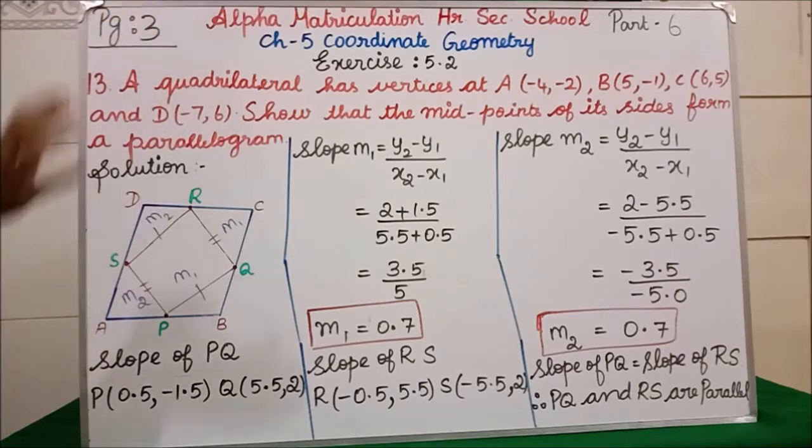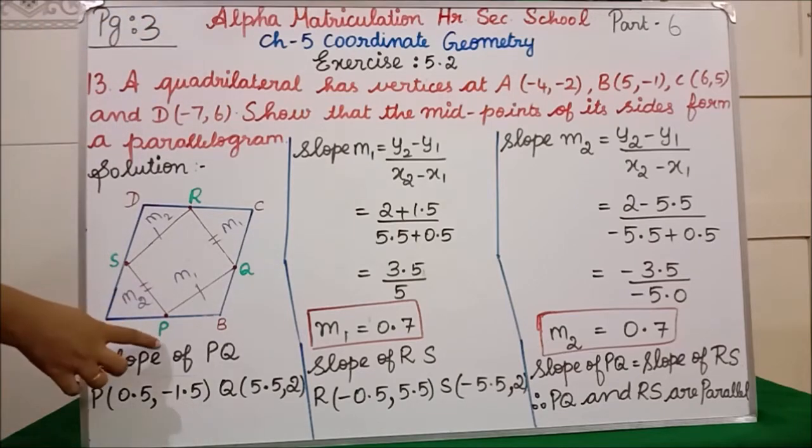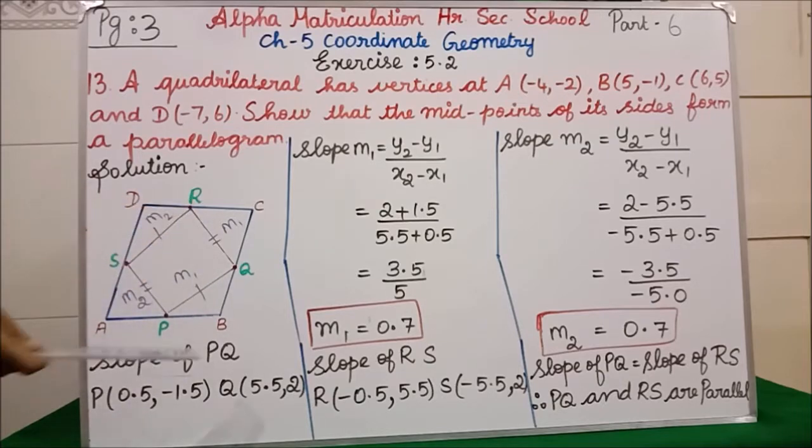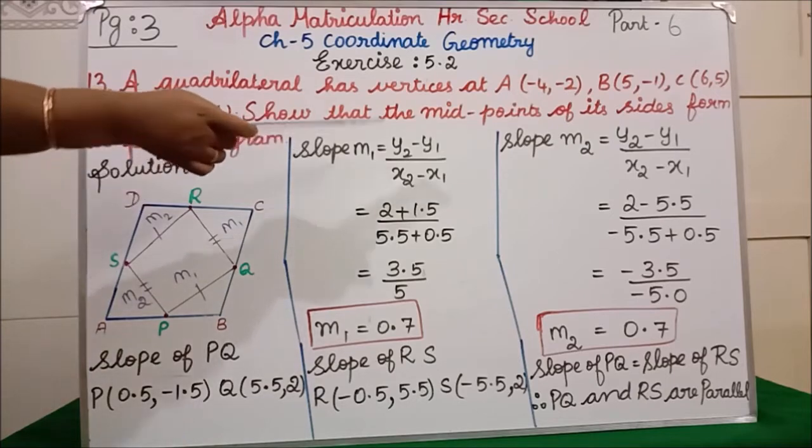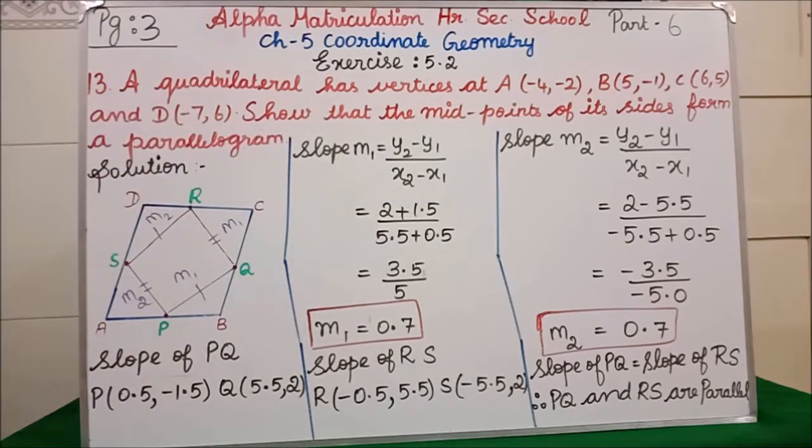Clear? In page number 3, we will see now the slope of PQ, M1, and the slope of RS. Here, slope of PQ. P point, what we have got now? 0.5, comma minus 1.5. Q point is 5.5, comma 2. Now the two-point formula. What is it? Slope M1 is equal to y2 minus y1 divided by x2 minus x1. You all know what x1, y1, x2, y2 are, isn't it?